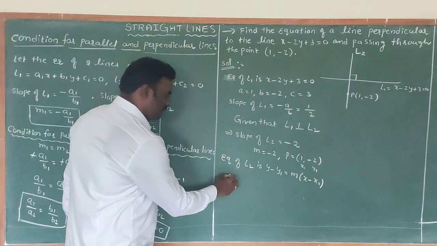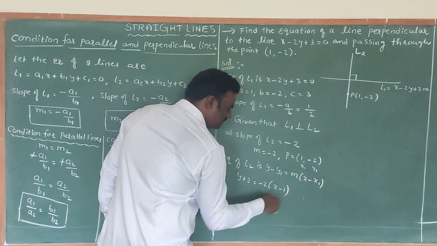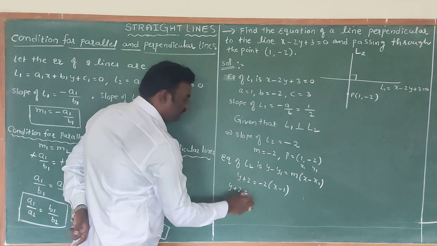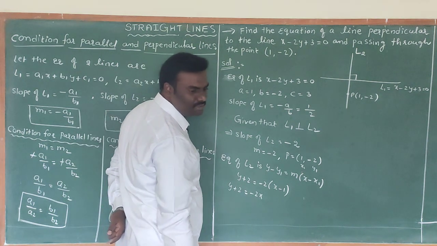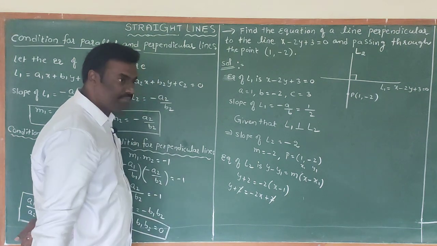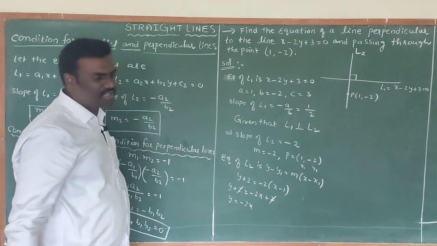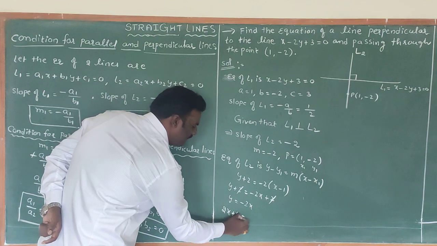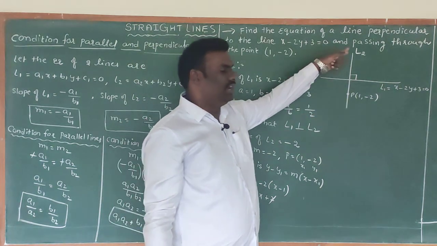Okay, now substitute. Then y plus 2 is equal to minus 2 into x minus 1. Then y plus 2 is equal to minus 2x, minus of minus, that is plus 2. Now on both sides 2 gets cancelled. Then y is equal to minus 2x. This minus 2x comes to this side as plus 2x, therefore the answer is 2x plus y is equal to 0. This is the required equation of L2.